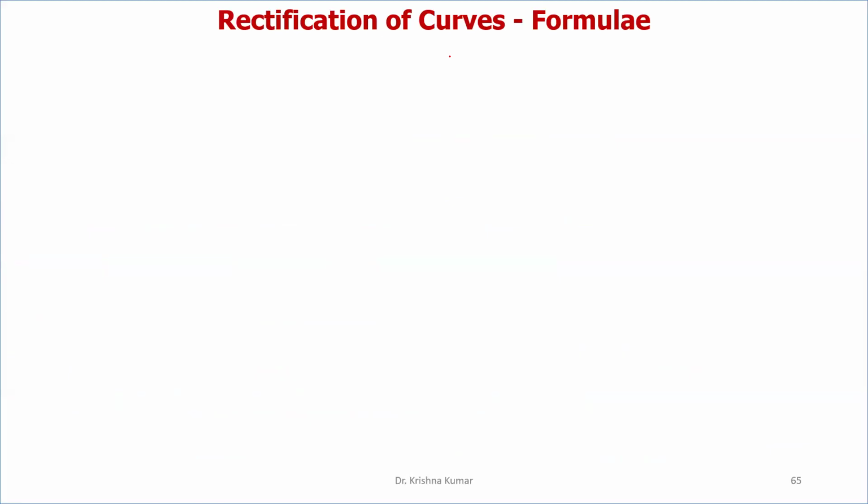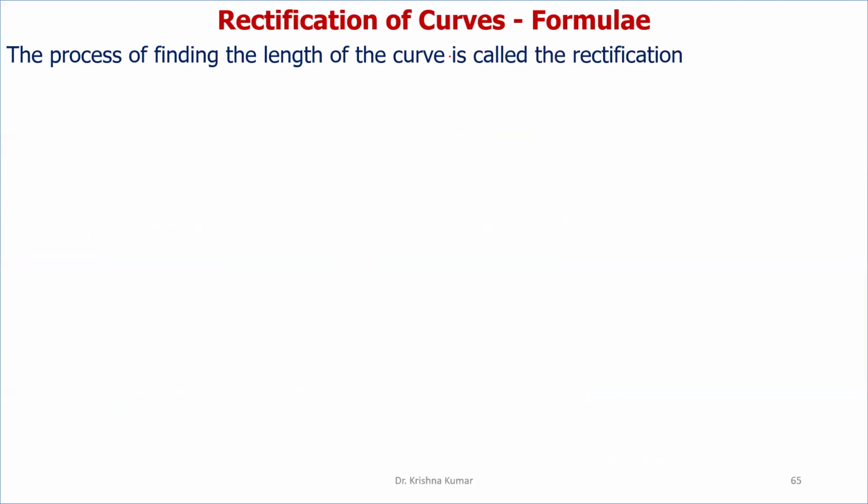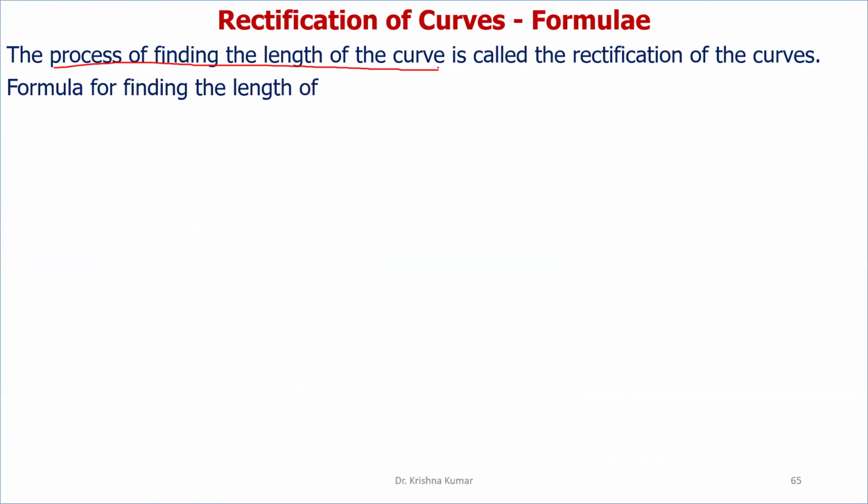Let us take some formulas based on rectification. The process of finding the length of the curve is called the rectification of the curve. Since we know that there are three types of curves, we will try to find out the different formulas for all three types of curves. So let us first start with the Cartesian curve.